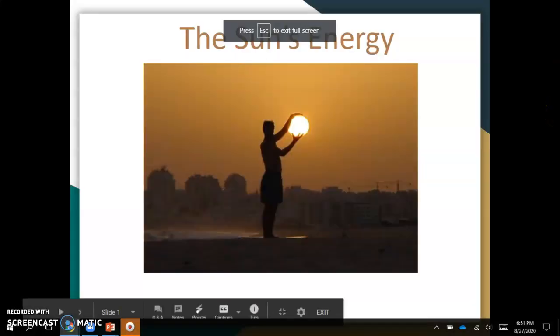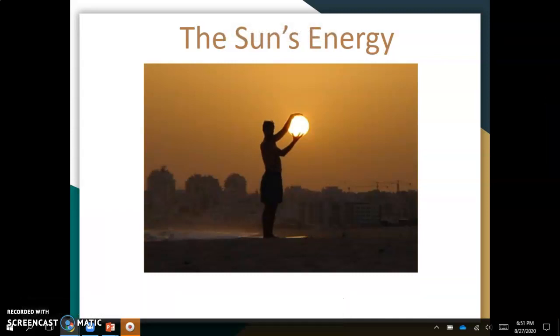So we are getting very close to the end of your Astronomy Unit 1. This is Lesson 7, and you've just got one more new lesson after this, and then we will be reviewing for your Unit 1 test. So as always, you should have downloaded your interactive notebook pages for the day, and you will be filling in your guided notes for the sun's energy.